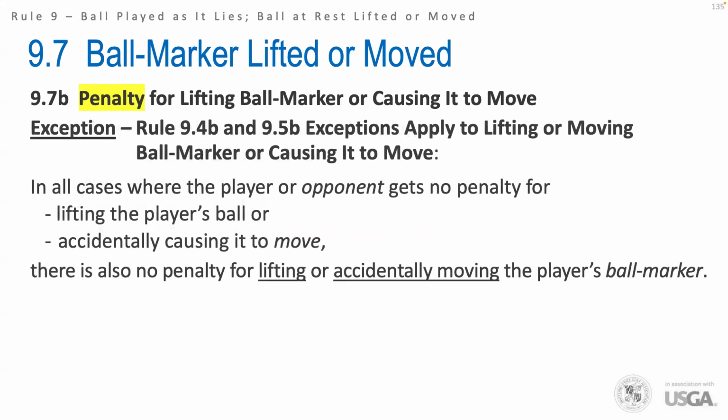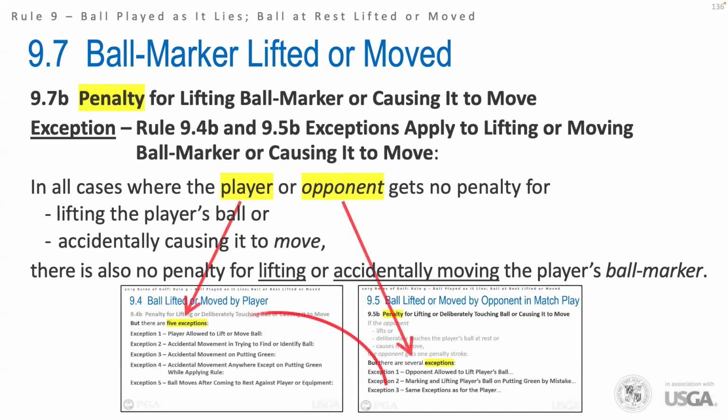We do have our exception. So here we'll see in all cases where the player or opponent gets no penalty for lifting the player's ball or accidentally causing it to move, there's also no penalty for lifting or accidentally moving the player's ball marker. So for example, accidentally moving it on the putting green, you put your ball marker down, you tap it down, it sticks to the sole of your putter. You've caused it to move accidentally. You're going to want to put the ball marker back where it was. There's not going to be a penalty.